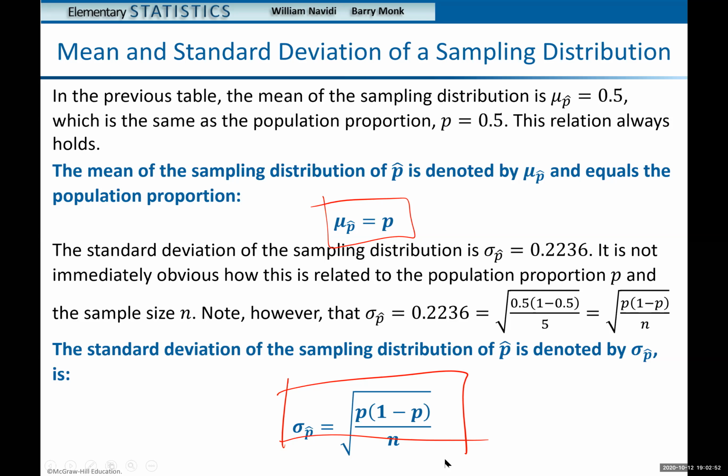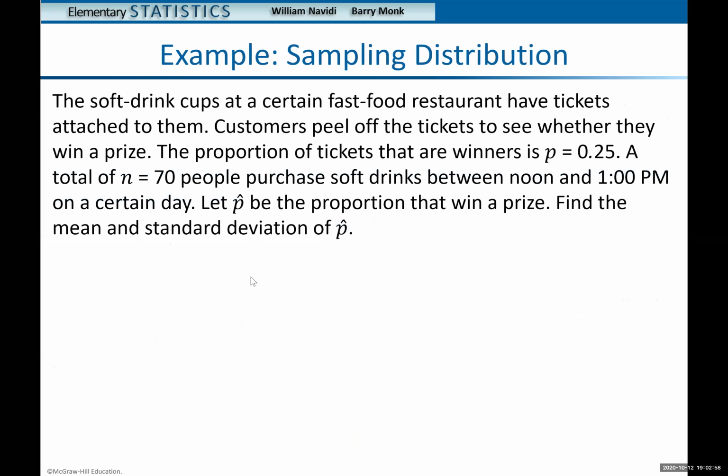All right, let's try some examples here. The soft drink cups at a certain fast food restaurant have tickets attached to them. Customers peel off the tickets to see whether they win a prize. The proportion of tickets that are winners is p equals 0.25. So given p here, a sample of n equal to 70 people purchase soft drinks between noon and 1 p.m. Let p hat be the proportion that win a prize. Find the mean and standard deviation of p hat.